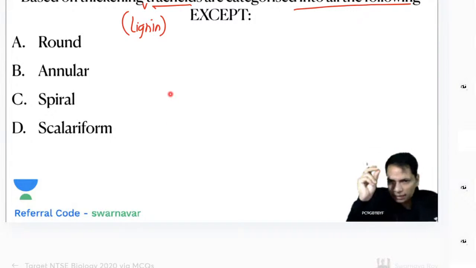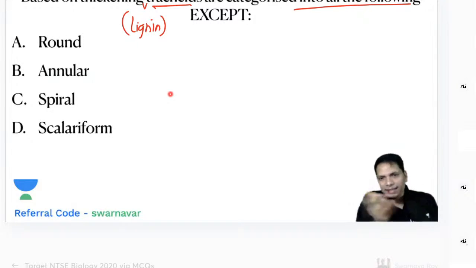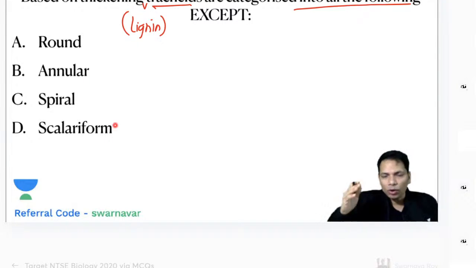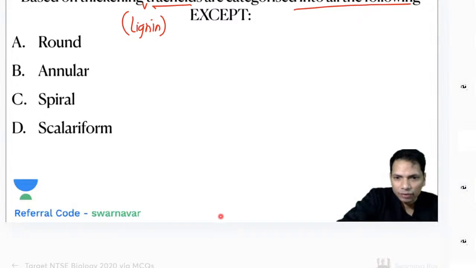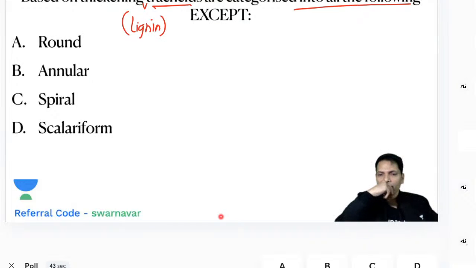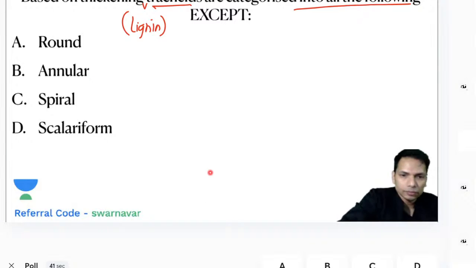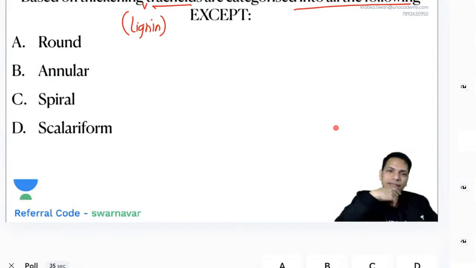Tracheids have lignin deposition, right, and it occurs in different shapes, in different designs. Which design is not there among these four? Okay, round, annular, spiral, scalariform. Okay, Akanksha is right. Very good.